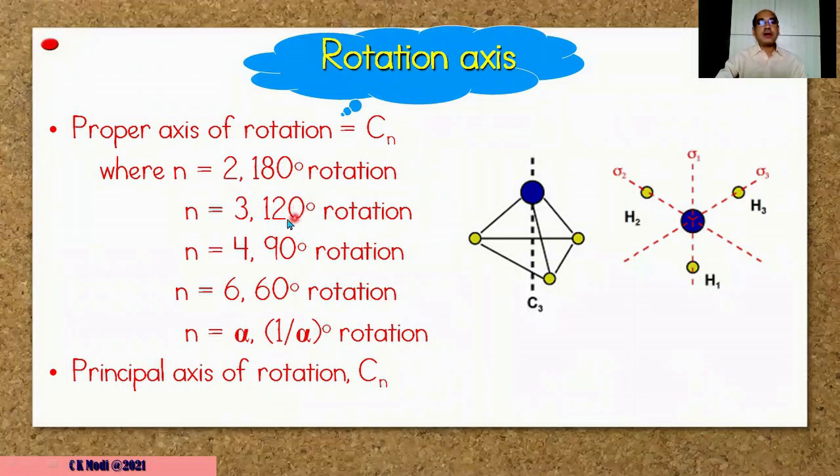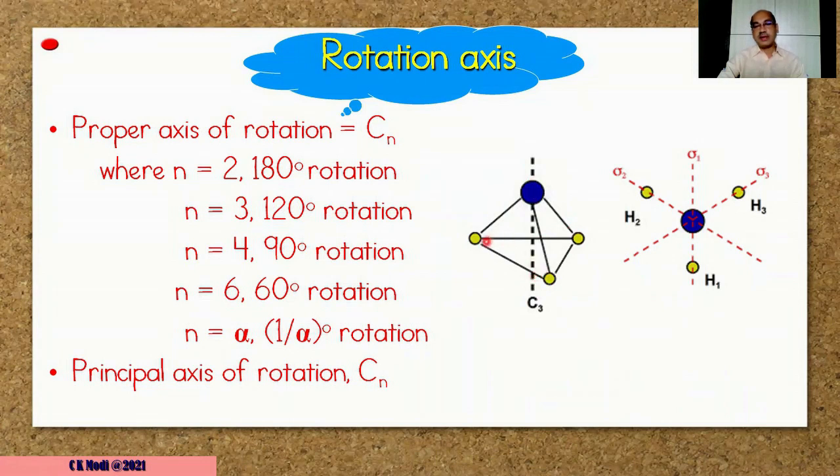If we perform 120-degree rotations, for example, look at this imaginary axis passing through the center, and if I rotate this imaginary axis at around 120 degrees, what will happen? These atoms come over here, these atoms come over here, and these atoms come here. But if I perform 180-degree rotation, we are not getting the equivalent structure.